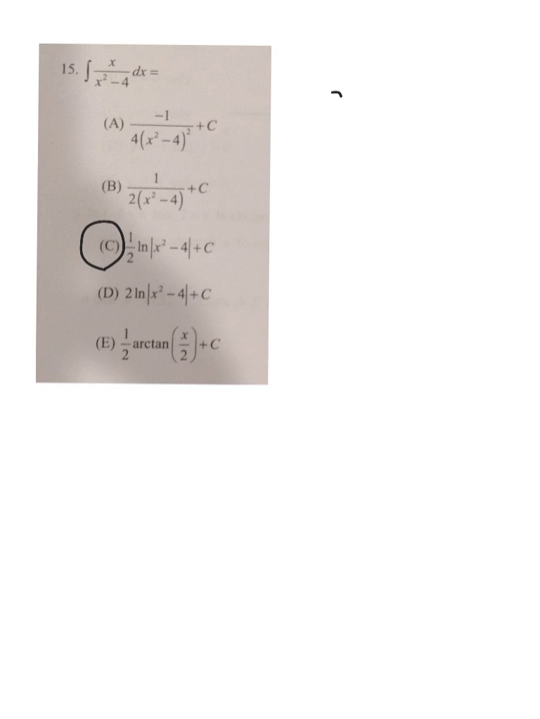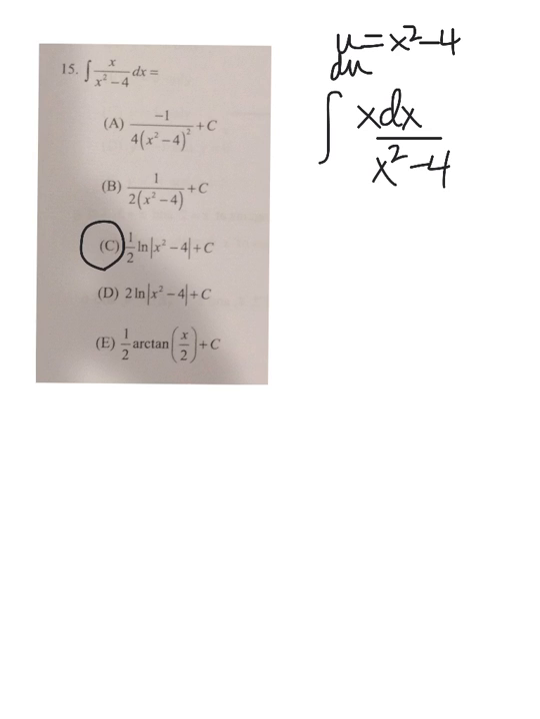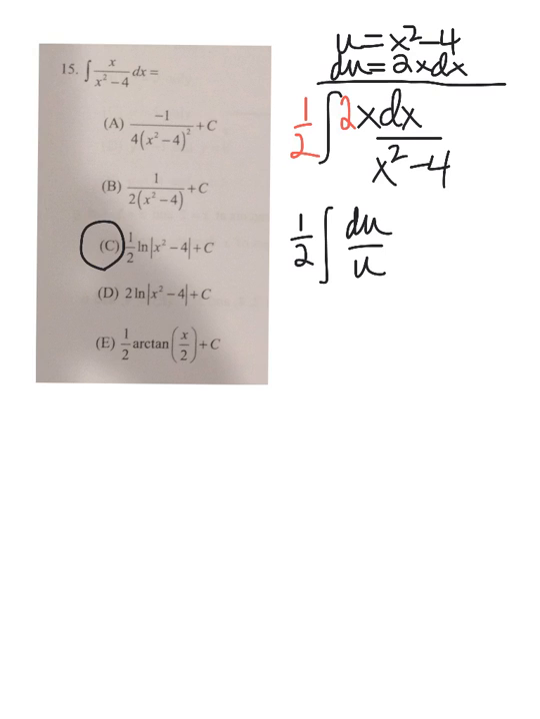All right, so we have the integral of x dx over x squared minus 4, right? So I'm going to do u substitution here. And I am going to say that u is x squared minus 4, which means du would be 2x dx. Okay, so now that being the case, I know then that I am going to need a 2 on the inside, which means I'm going to need a 1/2 on the outside. So that's going to give me 1/2 the integral of du over u, which I know then is an ln.